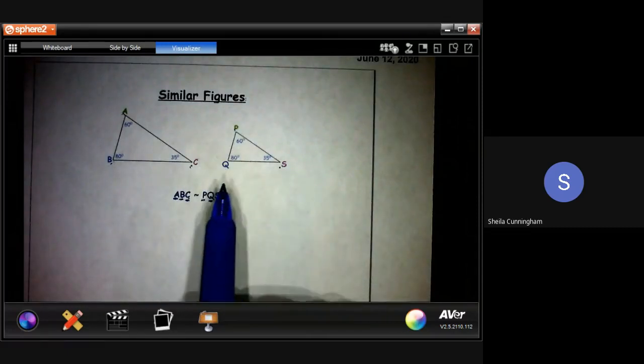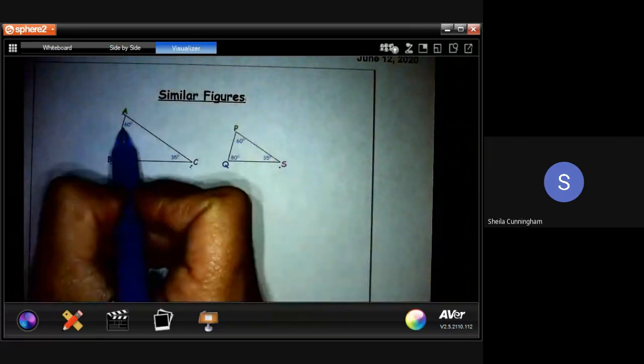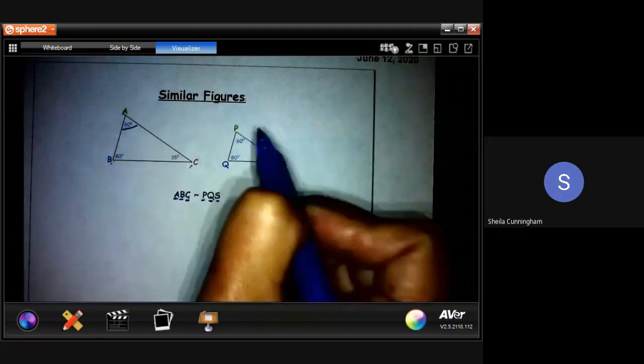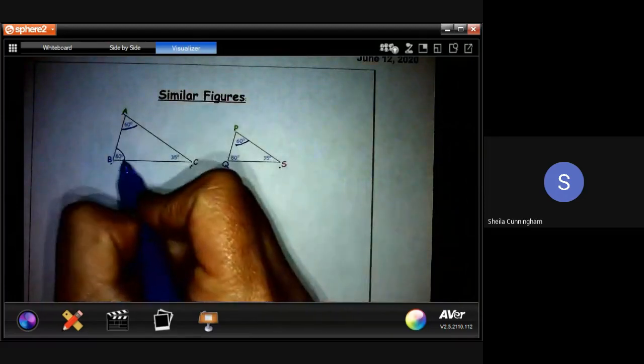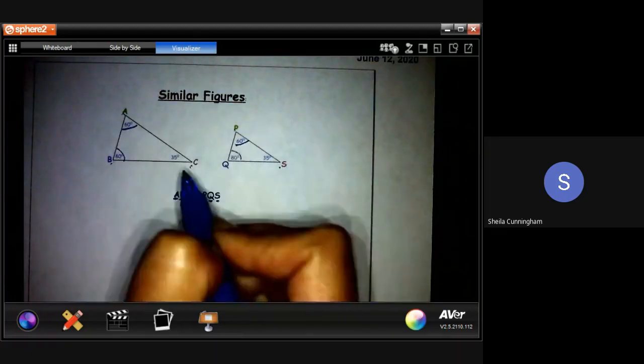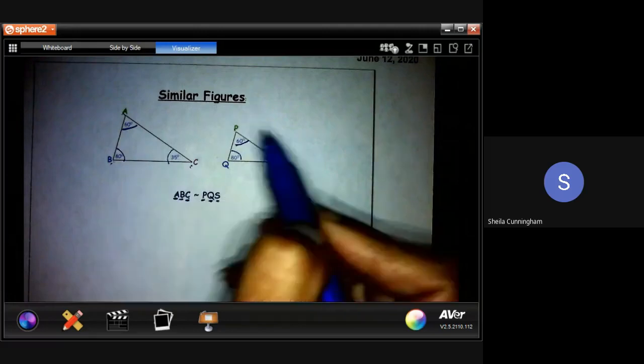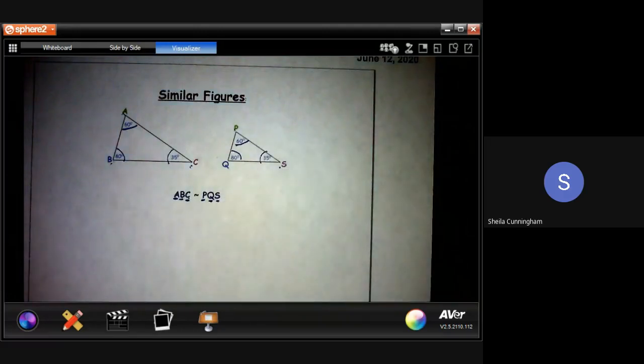Now the other piece, the reason that they correspond, look at their angle measures. Angle A is 60 degrees, angle P is 60 degrees. Angle B is 80, Q is 80. C is 35, S is 35.